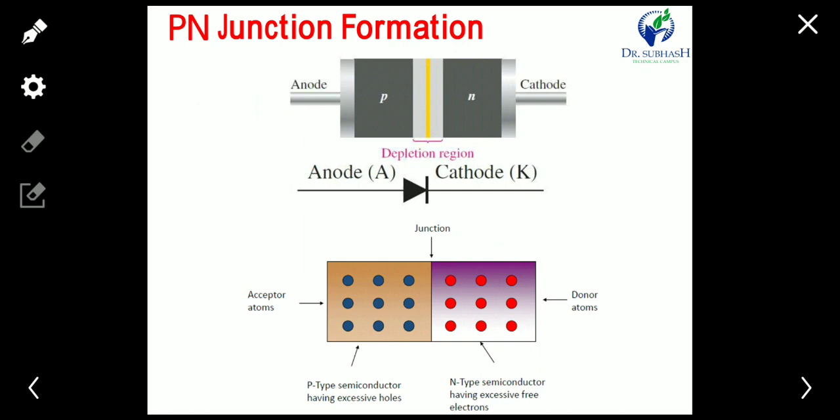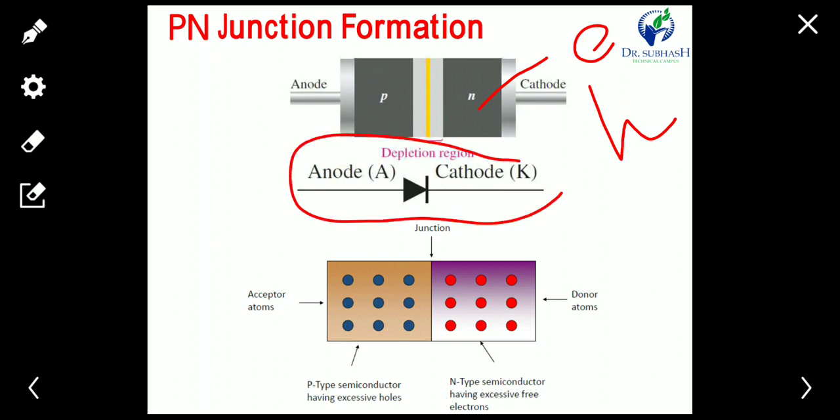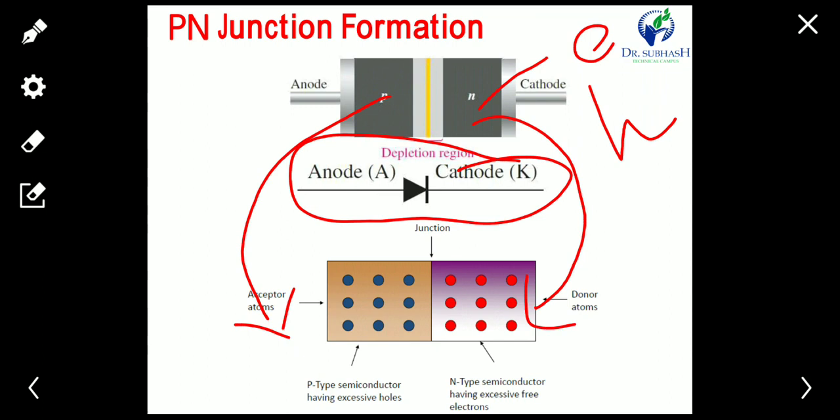Now P-type semiconductor contains majority charge carriers, which are holes, and minority charge carriers, which are electrons. In N-type semiconductor the majority is electrons and the minority is holes. This is the symbol of the PN junction diode. Inside it, the P-type semiconductor has acceptor atoms and the N-type semiconductor has donor atoms, meaning here the majority is electrons and here the majority is holes. So this is about the PN junction formation.